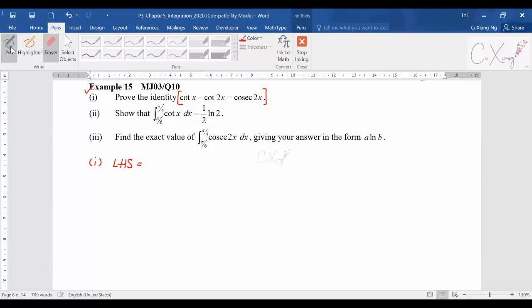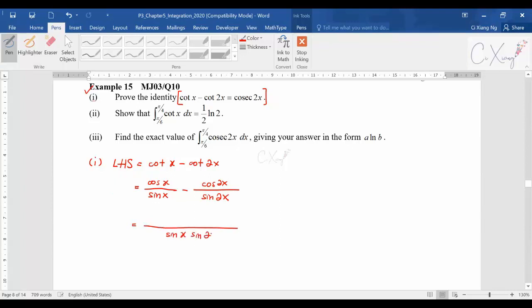Starting from the left hand side, I have cotangent x minus cotangent 2x. To combine them, I need a fraction. Cotangent is actually cos over sine, so cotangent x is cos x over sine x, and the same happens for cotangent 2x, which is cos 2x over sine 2x. Since cotangent is equal to 1 over tangent, which is cos over sine, this is very easy. Then, since I have two different fractions here, I can combine them into one fraction by cross multiplication, so I have cos x multiplied by sine 2x minus sine x cos 2x.